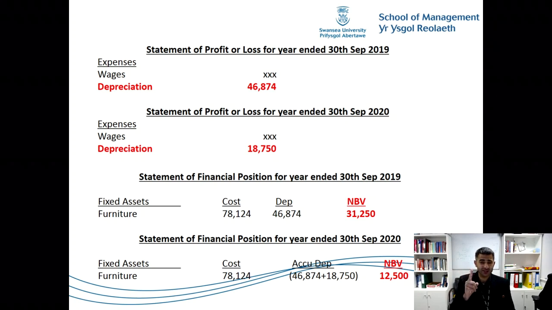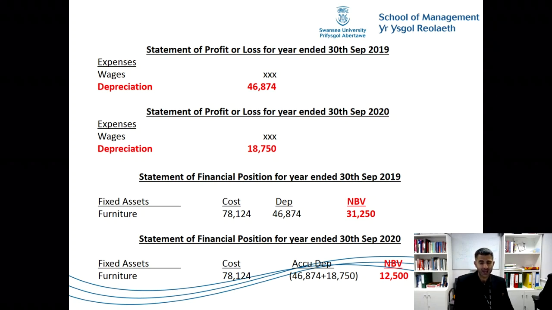It's not similar to what? To the straight line method. If you remember the straight line method, it was the fixed annual depreciation every year, fixed every year. But here they are changeable.